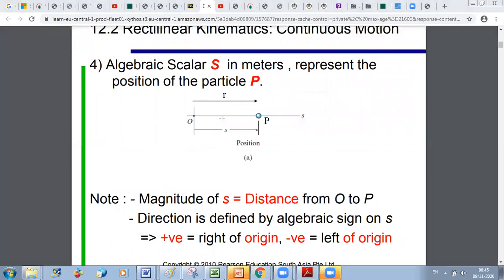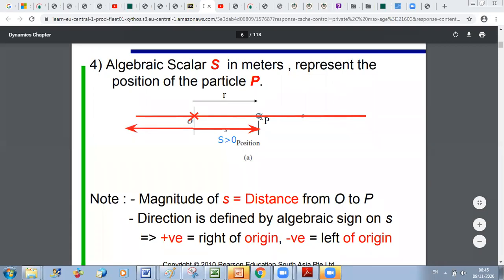Since I have motion on a straight line, I need a coordinate to define my position. I can choose any origin on this line. I choose an origin, which is my reference. The position of my vector can be completely provided by the coordinate s. s can be positive or negative. If s is positive, I am to the right of O. If s is negative, I am to the left of O. Once I define the position vector, OP is called the position vector.